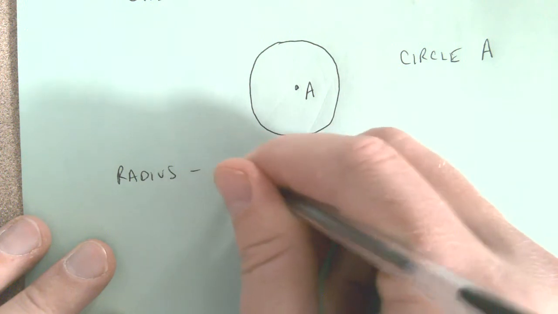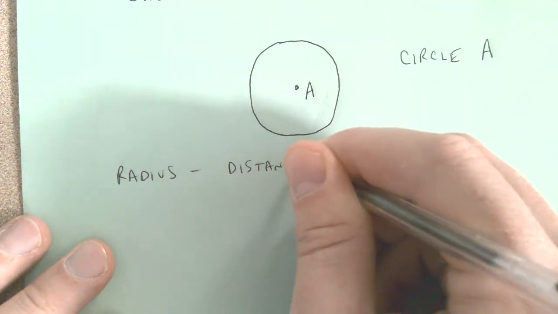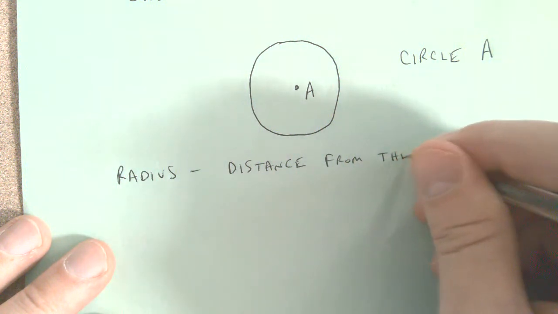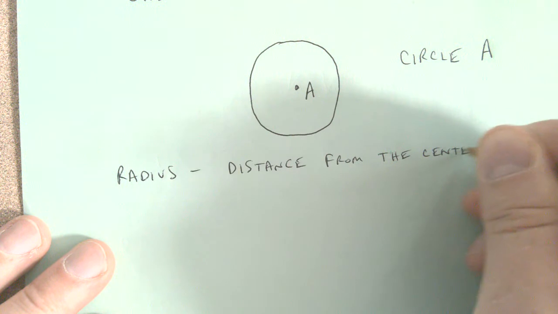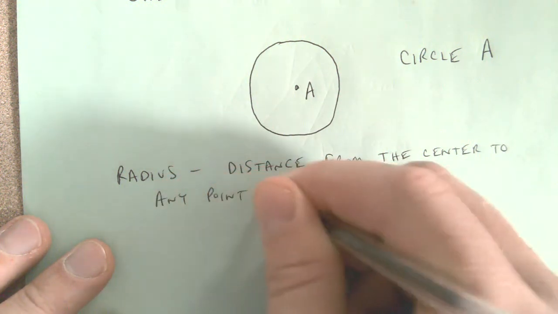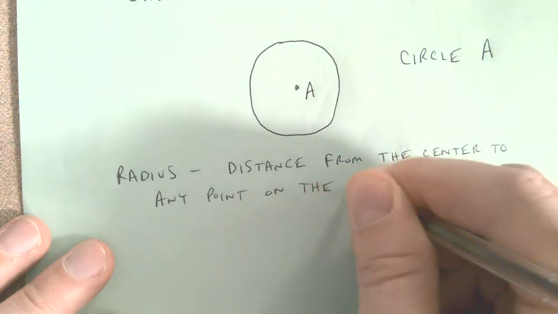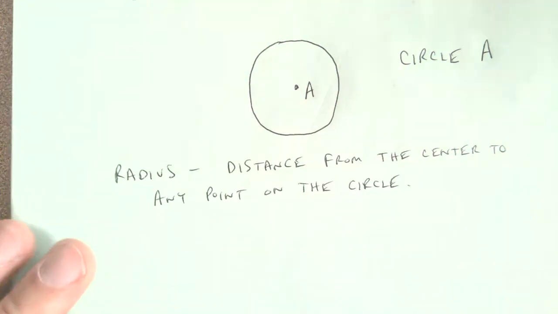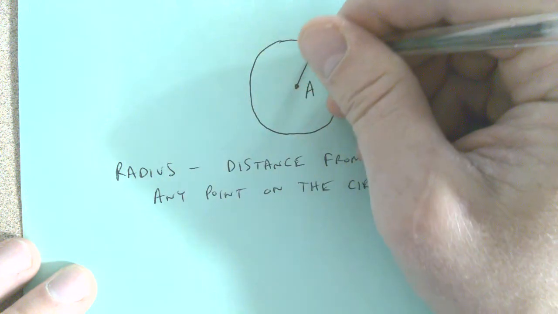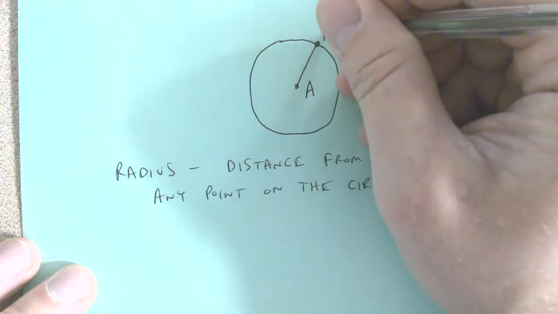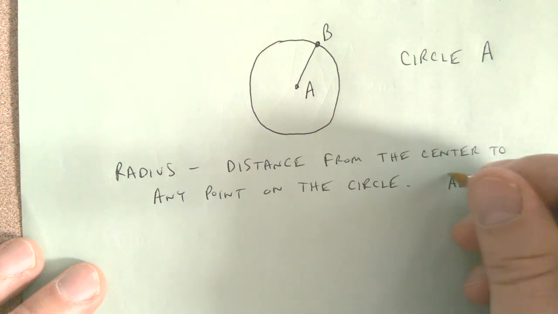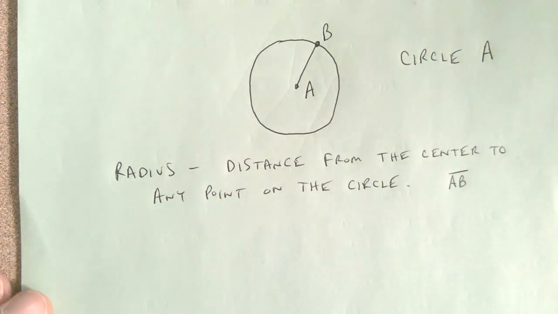We say the radius is the distance from the center to any point on the circle. So if I were looking at my picture, if I drew in a line from A to any point on the circle, which we'll call point B, we would say in this picture segment AB is a radius.